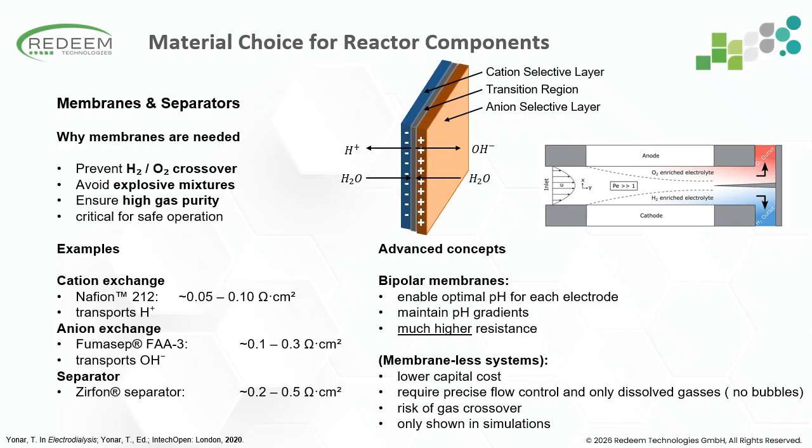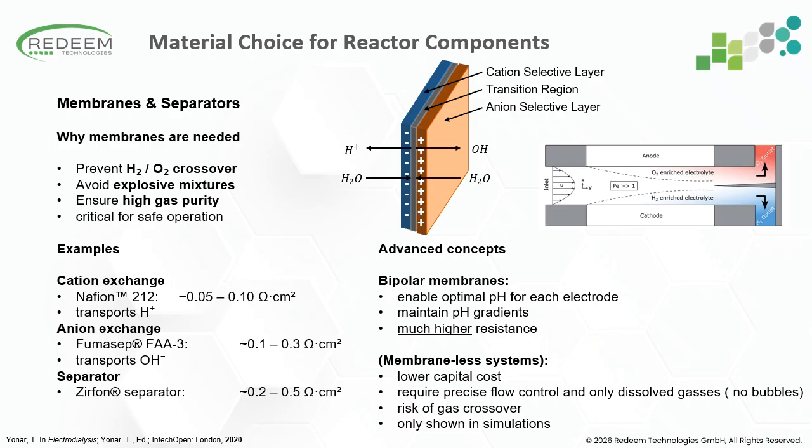And besides conventional ion exchange membranes, there are also more advanced concepts. There's the example of bipolar membranes, which combines a cation and an anion exchange layer, and this allows each electrode to operate in its optimal pH medium while maintaining a pH gradient across the membrane. The downside is the significantly higher membrane resistance, and this results in larger ohmic losses.